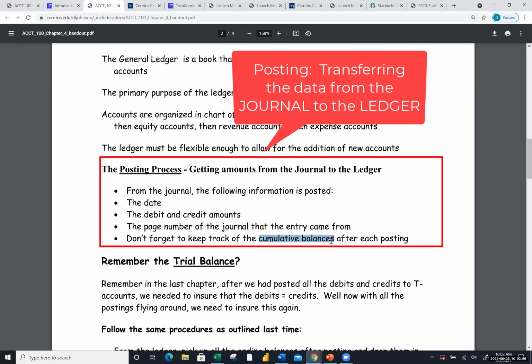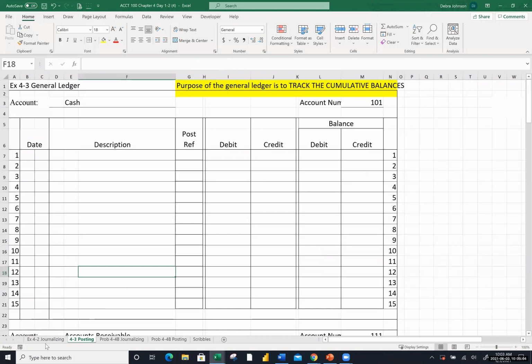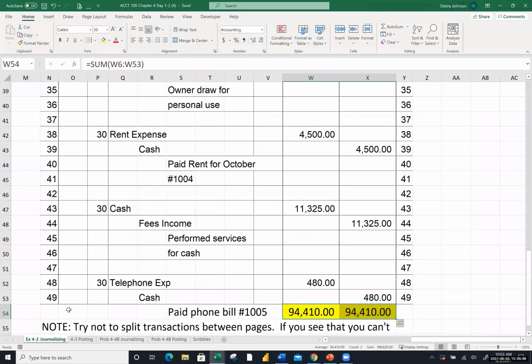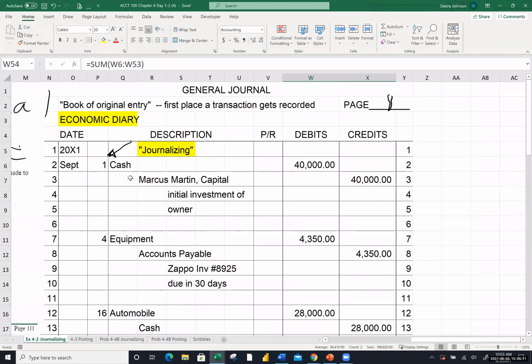Okay, so that sounds confusing. We're just going to jump in and try it, because I think that's going to clear it up a lot. So we're going to at least do the first 4 transactions together. Let's go look at our journal here and do the first transaction. Here's what we're going to carry over: the date. We're going to debit the cash account and credit the capital account. And after every entry, we're going to keep a cumulative balance in the ledger.